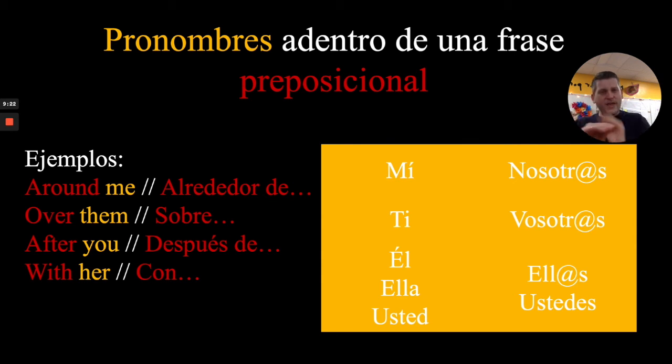Over them, over is the preposition. Them is the pronoun. So over was sobre, and then them, well, it could be ellos or ellas, depending on if they're male, female, or a group of male and female mixed. After you, well, after was después de, and if you're being formal, you're going to say después de usted. If you're being informal, you'll say después de ti, after you.